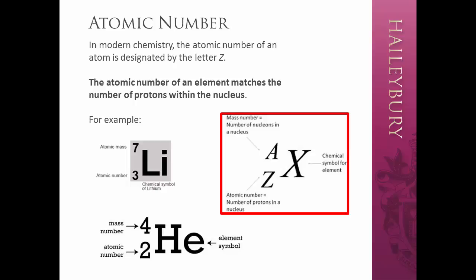For example, looking at lithium over here, it has an atomic number of 3, it has 3 protons, but an atomic mass of 7, meaning it has 3 protons and 4 neutrons.